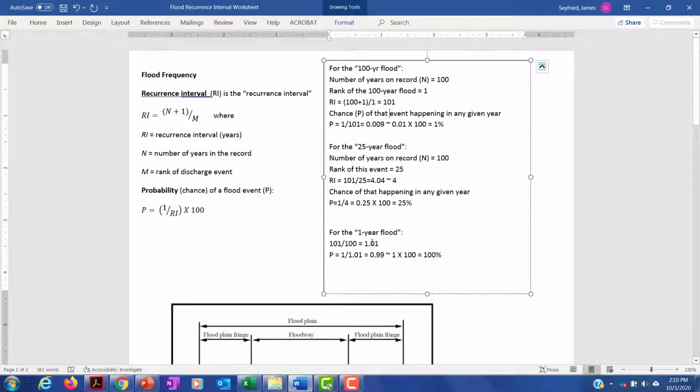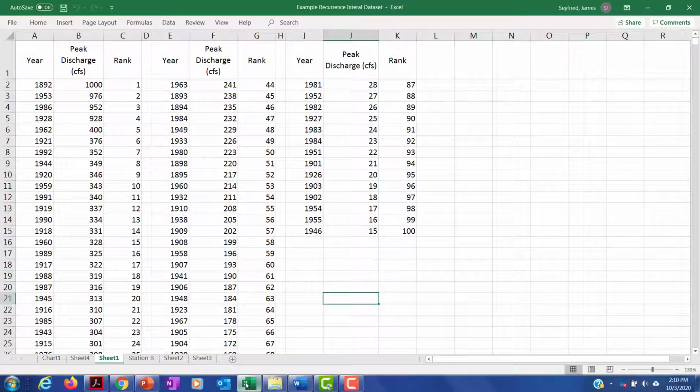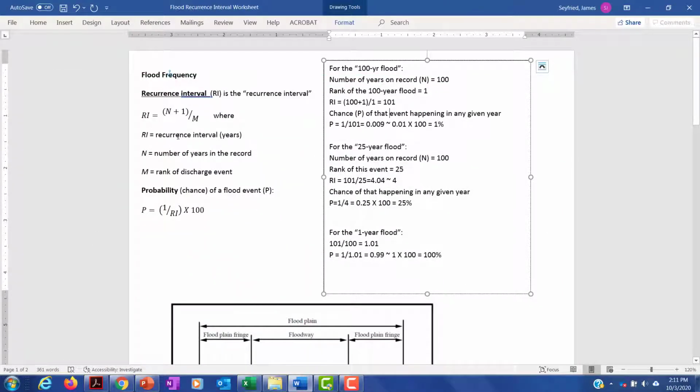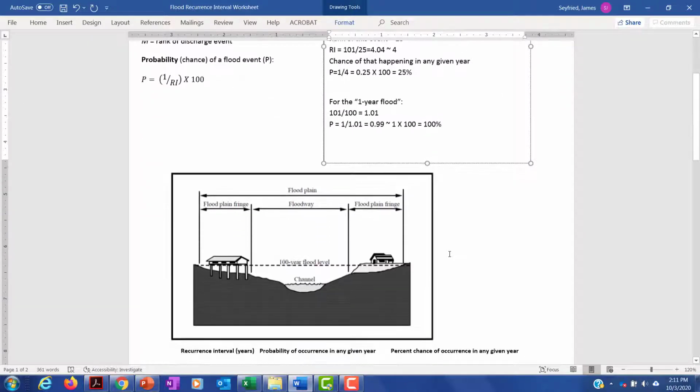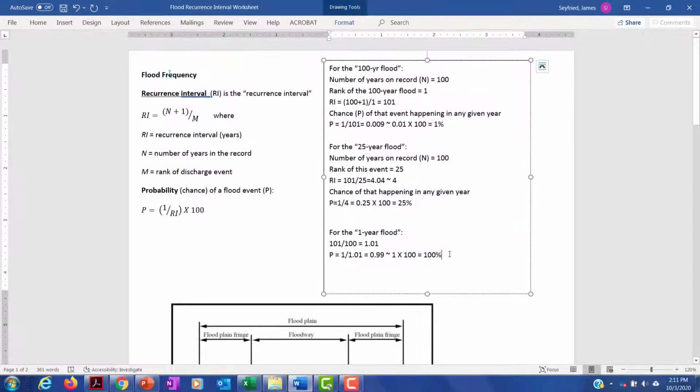The lowest ranked event, number 100 here, this is the lowest flow ever recorded in those 100 years. What's the chance of that event happening? Well, the number of measurements is still the same. N is 100, so it's 101 divided by the ranking. The ranking is 100. So that's basically 1. So the chance of it happening is 1 divided by 1, or 100%. So that, again, I'm not going to ask you to calculate these. I just want to give you an understanding of how it is calculated.